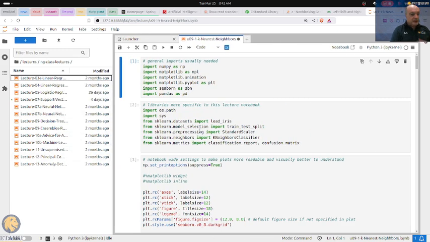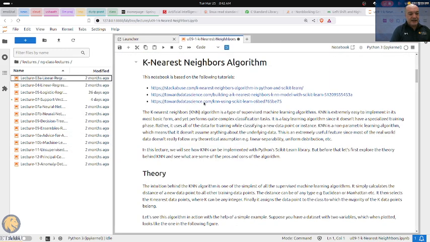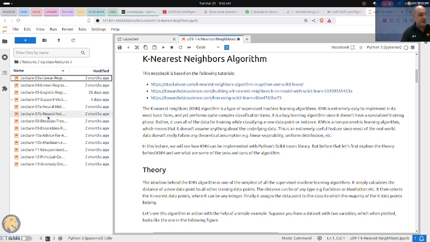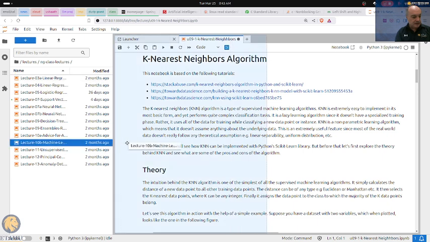I don't actually have the K nearest neighbors and the Bayesian that we're looking at this week. This is really supplemental material. Our textbook doesn't really have a presentation of these.